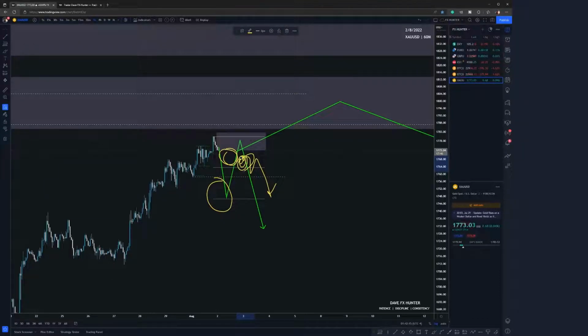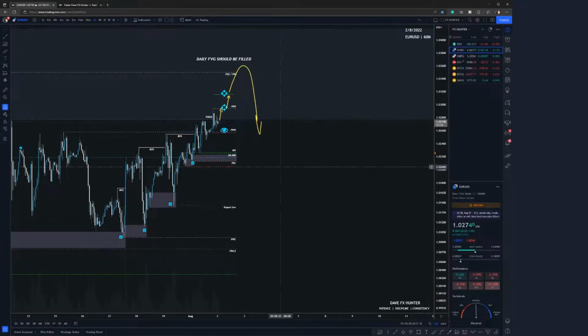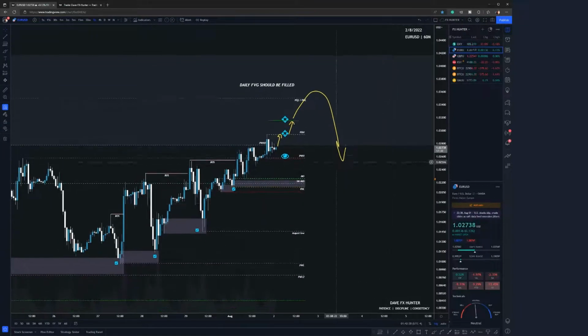Here's another question: how do you figure out the daily market bias? Well, my main thing is that I look for the liquidity zones, right? We can see it easily here on the euro. So, daily market bias, right?